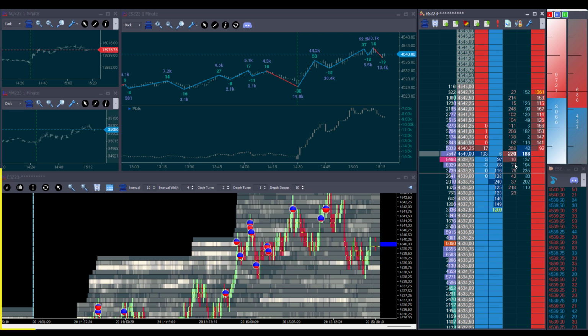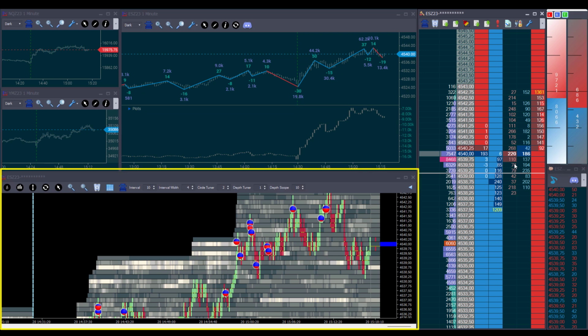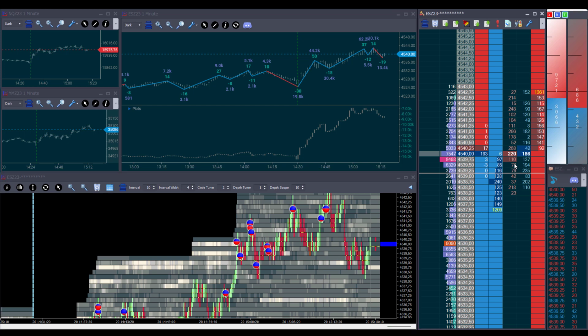Moving now to the lower part of the screen, we find the Auction Vista, which shows us important price areas based on trade execution size and resting orders. This chart provides insights into the recent actions of traders and their behavior.